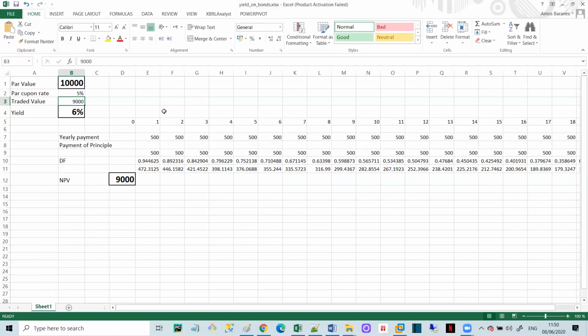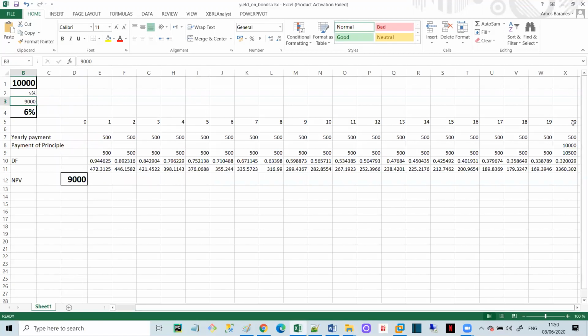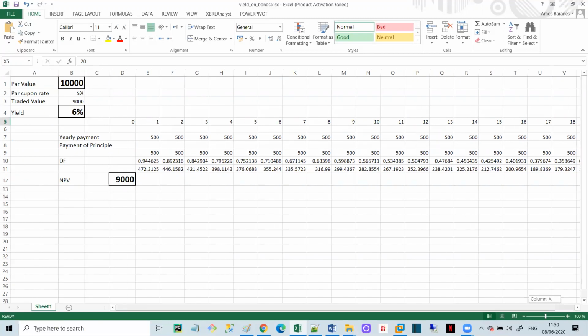Now, this bond is for 20 years, if I recall. Okay, so if you go and look at it, I have 20 years. What does it really mean? It means when the issue is for 10,000, promising 5%, every year you're gonna get 5% of the 10,000. So every year you're gonna get 500. Fair enough, that's what the bond means.